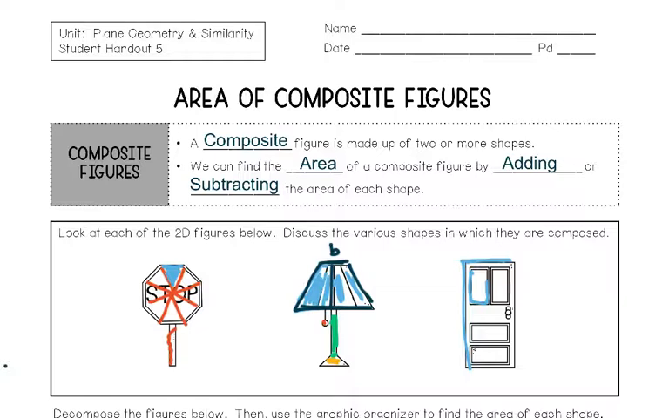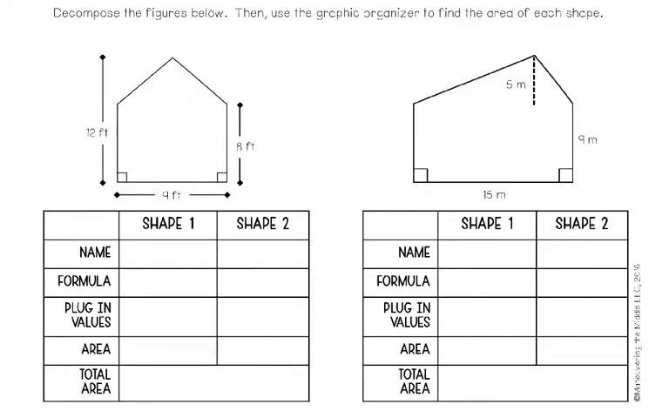So in some of these compound figures, you'll have to add, like these two. But sometimes you'll have to subtract. And again, in this door, you see all these rectangles, and you also see a couple circles here for where the doorknob is. So the important strategy with these composite figures is going to be able to realize what shapes are within the bigger shape. That's called decomposing the figure.